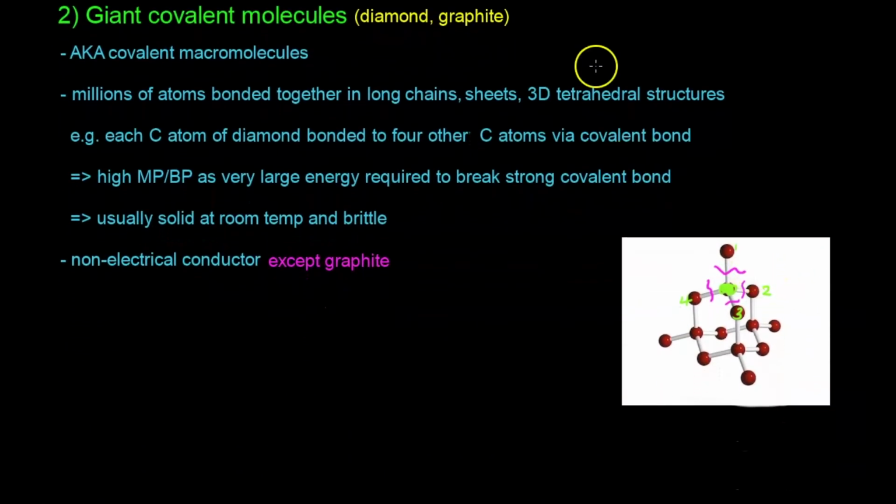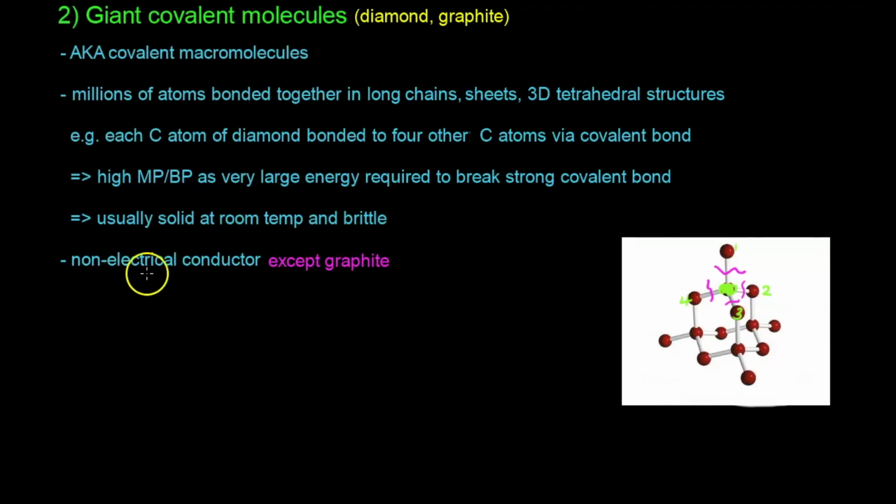Because for one of them, the top one, I'm breaking interactions, very easy to break. This one I'm breaking actual bonds, so it's super hard to break. That's why they have very high melting and boiling points, because you need a lot of energy to break these strong covalent bonds between them. They're usually solid at room temperature, and they're brittle. You can imagine diamond. You have never seen a liquid diamond before, right? Neither have I. Basically all diamonds are solid.